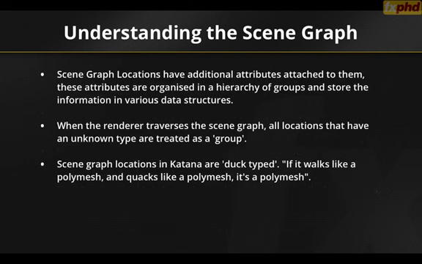Also, the scene graph locations have additional attributes attached to them, and these attributes are organized in the hierarchy of groups and store the information in various data structures. So again, that's something that we'll be looking at later on in this course or the next. Now, if the renderer looks in the scene graph and comes across something that it doesn't recognize, that is basically treated as a group, and that's similar to what we were seeing in the Alembic file. When we were taking something out of Maya as an Alembic file, such as a light, and saving it as an Alembic file, and then looking at that Alembic file, you were noticing that the things that it wasn't able to work out basically were converted and treated as a group.